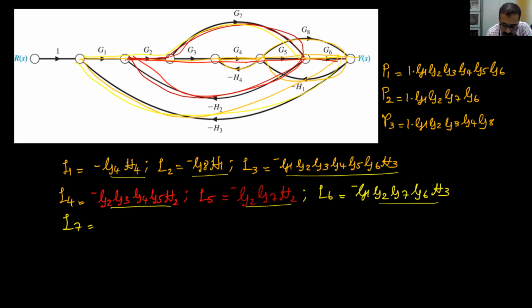G2, G3, G4, G5 minus H2 we did. G2, G7 minus H2 also we did, right? What next? G1, G2, G3, G4, G5, G6, H3 also we did. Then G8 minus H1 also we did. So what are the other remaining ones? Another loop. G1.